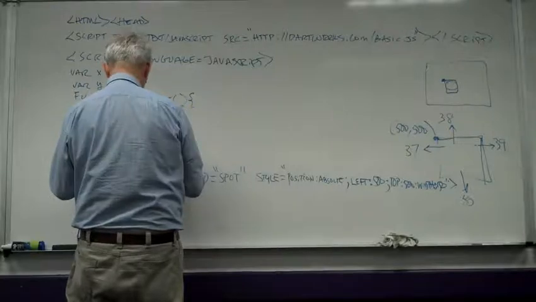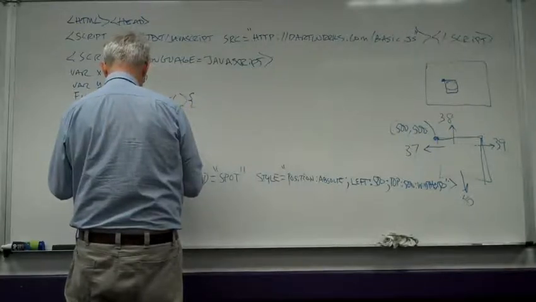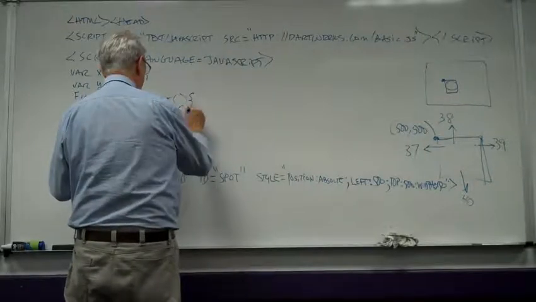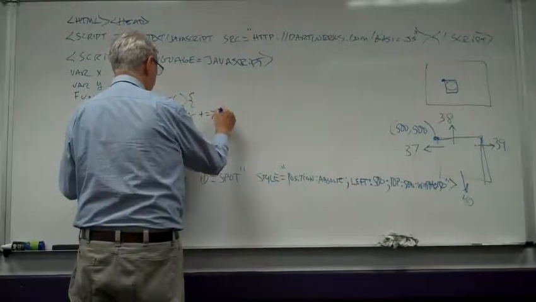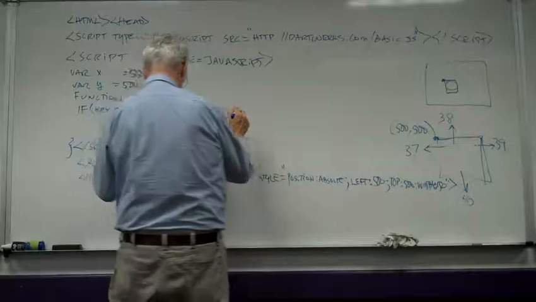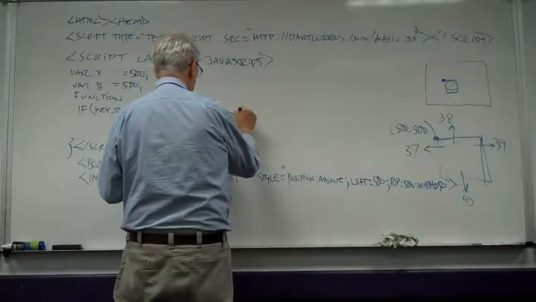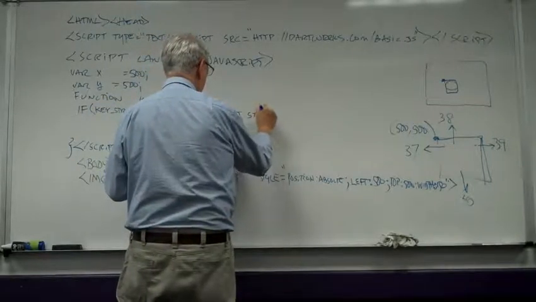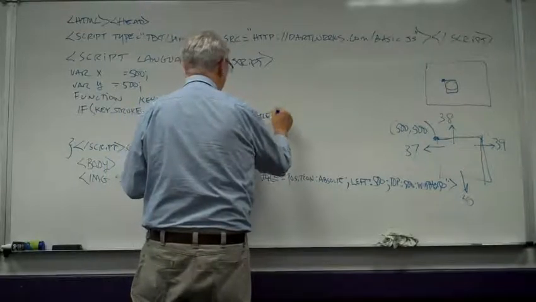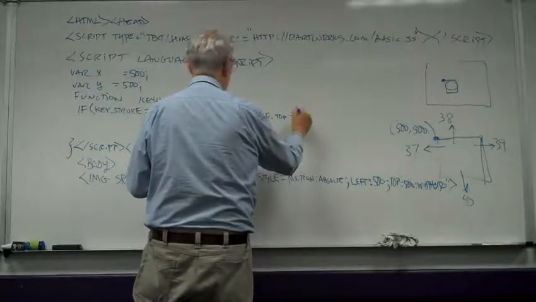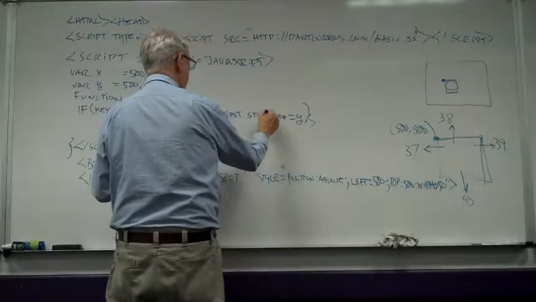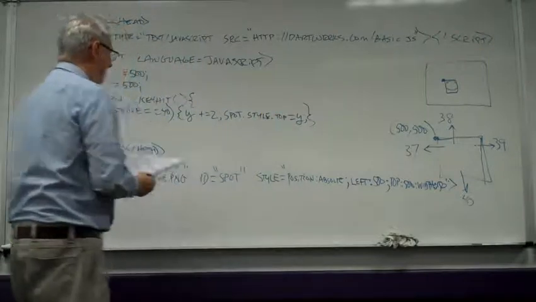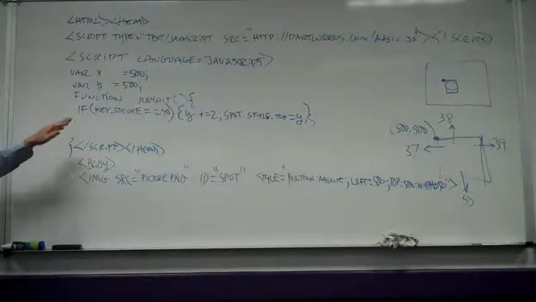X. Y. Okay, Y. Y plus equals 2. Let me write the instruction, then I'll tell you what I'm doing here. spot.style.top equals Y. Okay, style equals Y. Now here's the whole thing, and it's got a lot of stuff in it, so I'll tell you all the different things.